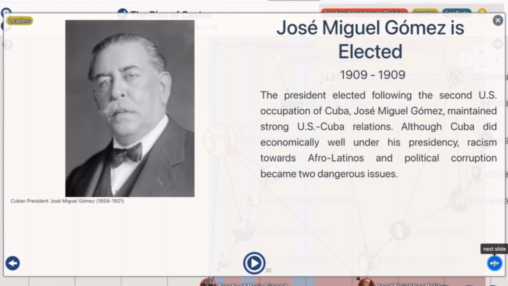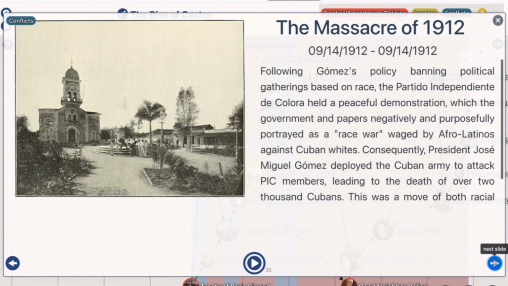However, under his presidency, racism towards Afro-Latinos and political corruption became two dangerous issues. Following Gómez's policy banning political gatherings based on race, the PIC held a peaceful demonstration, which the government and papers negatively and purposefully portrayed as a race war waged by Afro-Latinos against Cuban whites. Consequently, President José Miguel Gómez deployed the Cuban army to attack PIC members, leading to the death of over 2,000 Cubans. This was a move of both racial and political suppression.